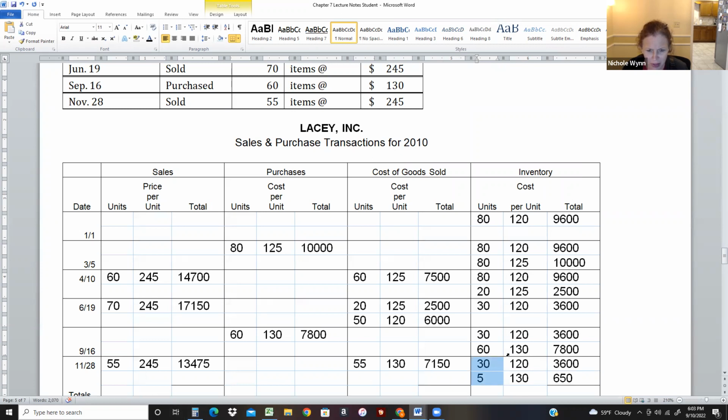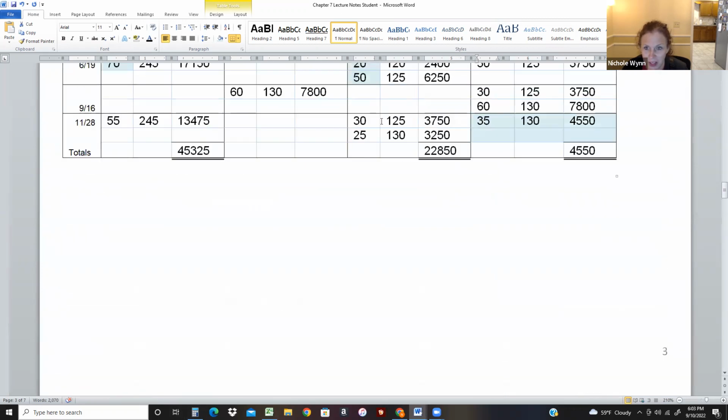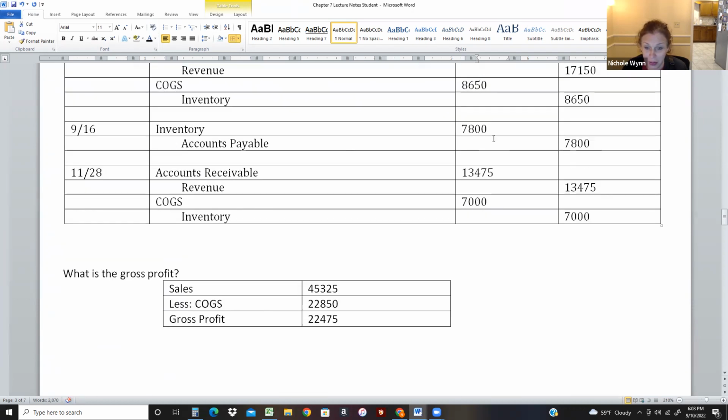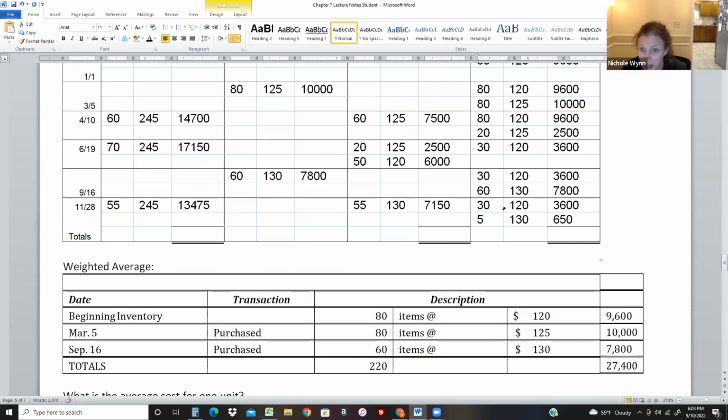Let's make sure that I haven't messed anything up. So I have 35 units here. All right, so I feel good about that. I still have 35 physical units left. Every time we sold units, I still have 35 units left. And those units are 30 of them at 120 and 5 of them at 130.